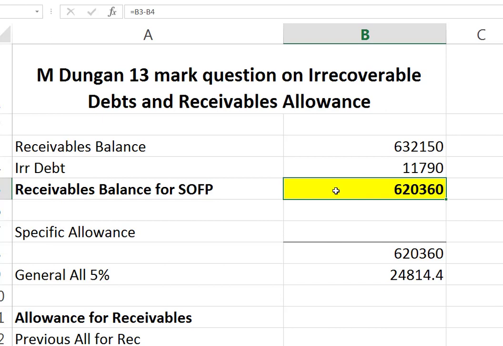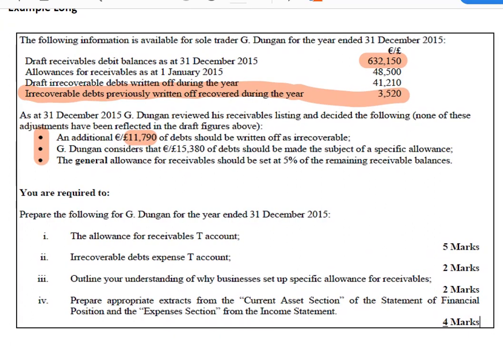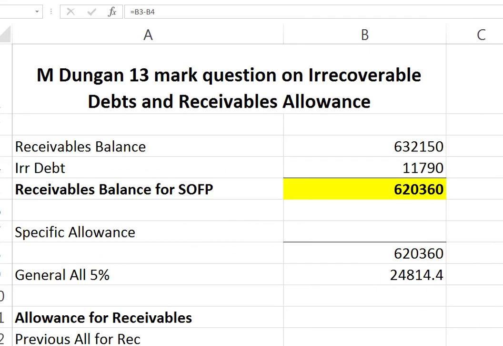Let's pop back and see what it said next for us. We've dealt with the first item. The second item is that G. Duncan considers that 15,380 of debts should be made the subject of a specific provision. So my specific allowance is 15,380.